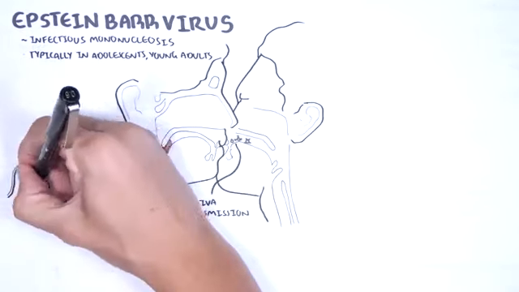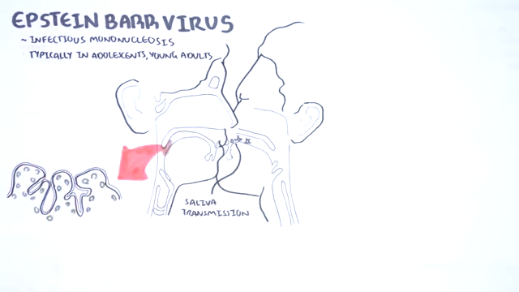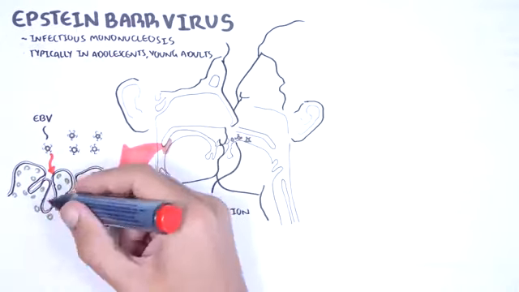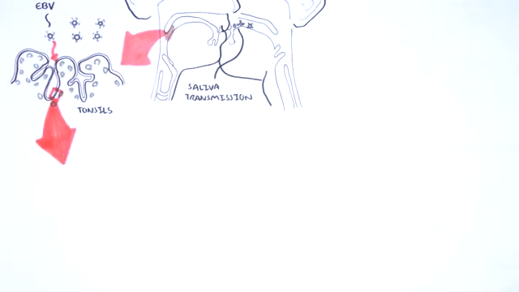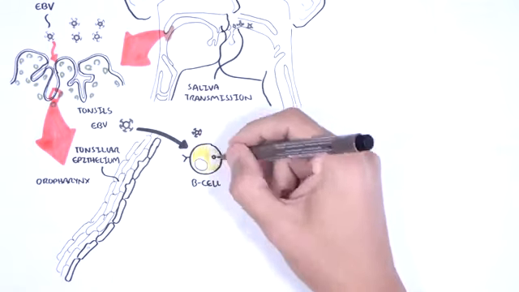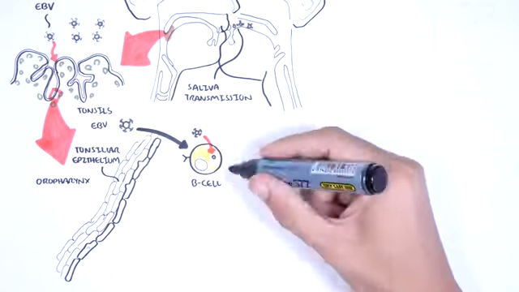The pathophysiology of the Epstein-Barr virus infection begins with saliva transmission, and the Epstein-Barr virus targets the tonsils, which is a lymphoid tissue made up of T cells and B cells. In the tonsils, the Epstein-Barr virus targets B cells and the tonsillar epithelial cells. This is called the Epstein-Barr virus primary infection, and this is usually asymptomatic.